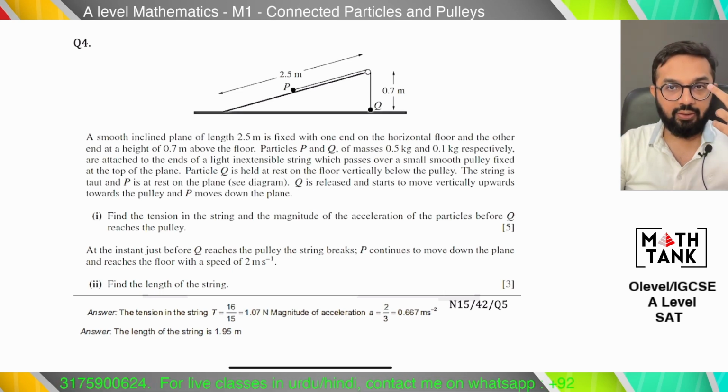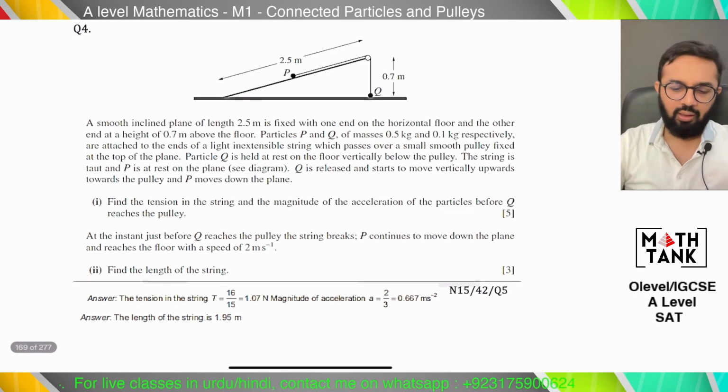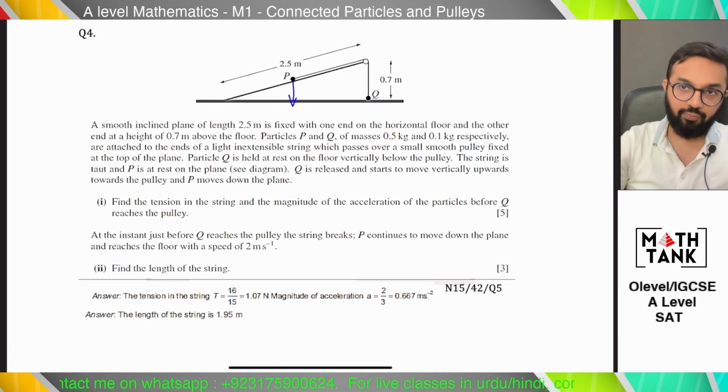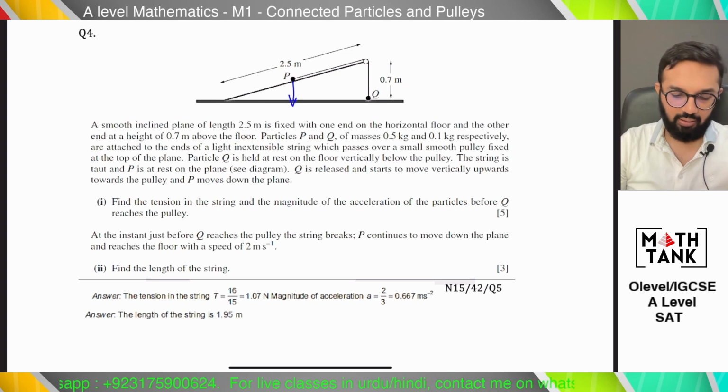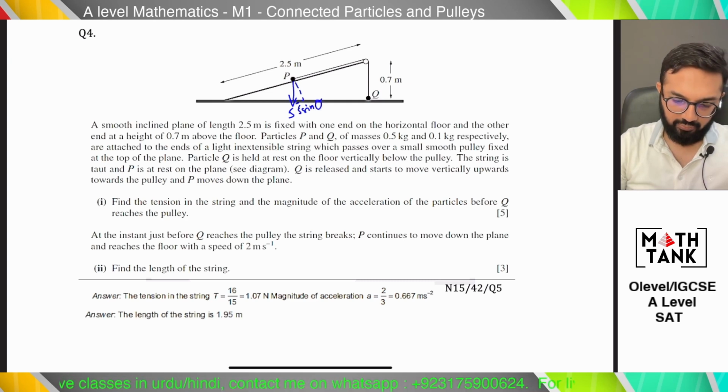Q is released and starts to move vertically up towards the pulley, and P moves down the plane. So P is moving down and Q is moving up. That's sort of the reverse of what was happening before. It's because of the weights. The weights are in such a way that P has to move down. So this is 0.5, so 5. So that's 5 sine theta.